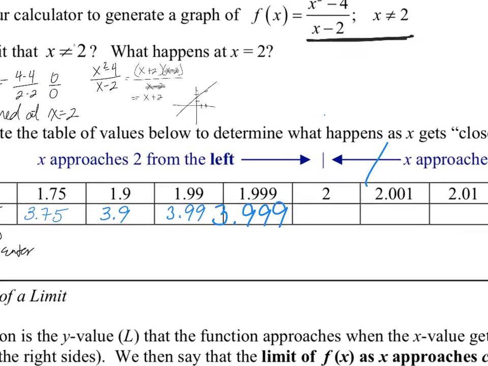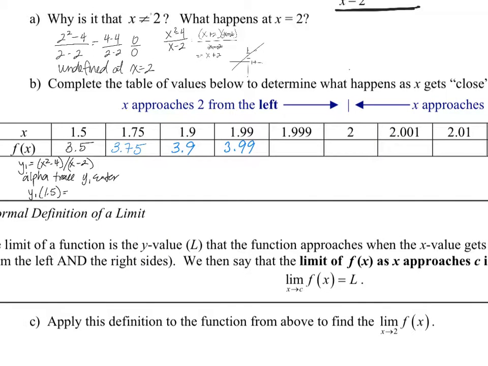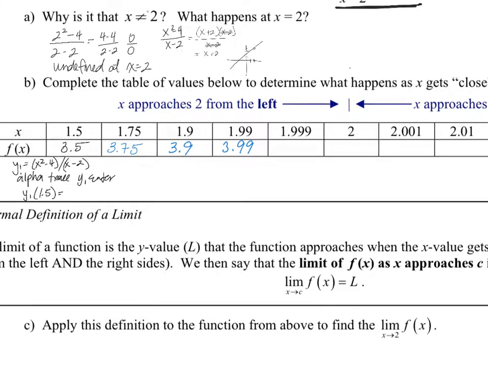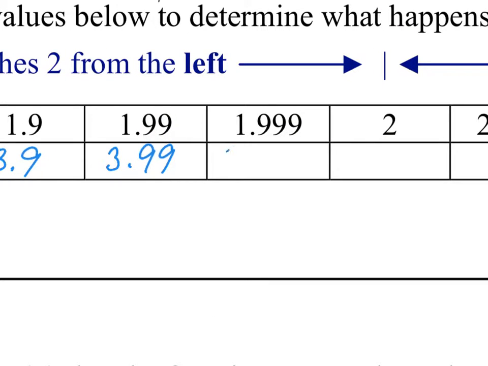Nope. I don't know what's going on. Okay, so I don't know what just happened. But this one, we should have a 3.999 there. Sorry, folks. Still trying to figure some of this app out.